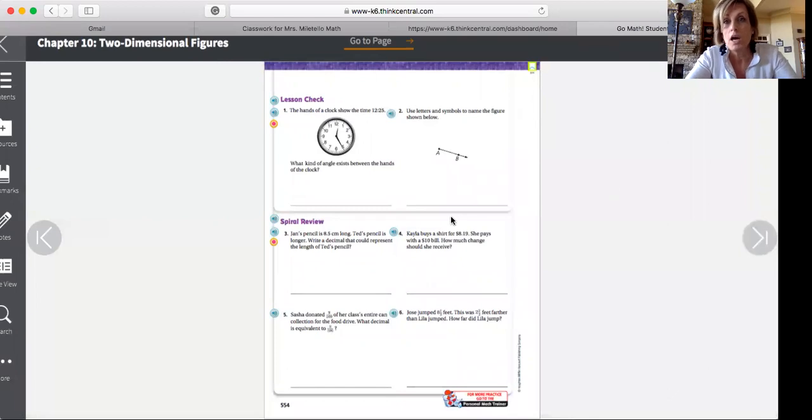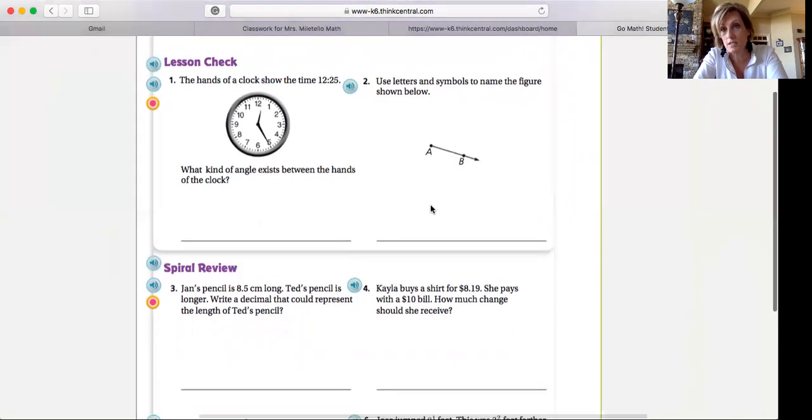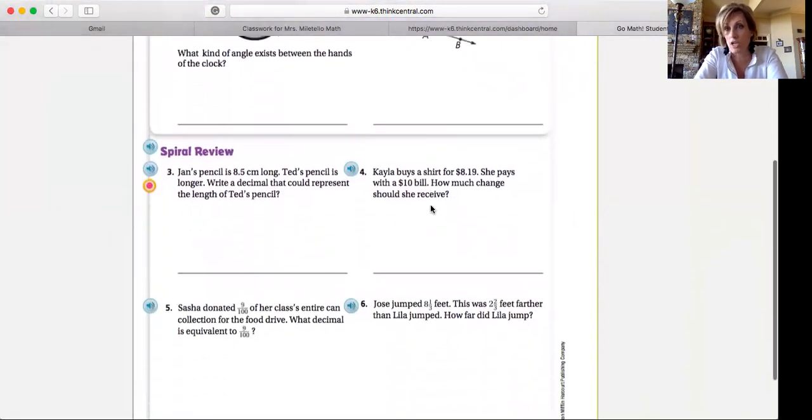go for it. All right, here you have the hands of a clock that show the time of 12:25. You're going to tell me what kind of angle that is. Use letters and symbols to name the figure below. So just like you were doing on the last page, on page 553, you were naming this figure by the letters, the 2 points that are on this figure, and then drawing the symbol for that figure above it, because that's how you name a figure in geometry.